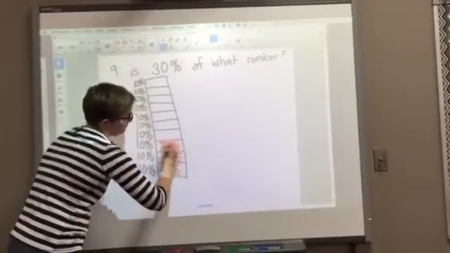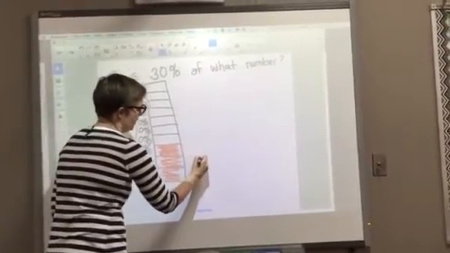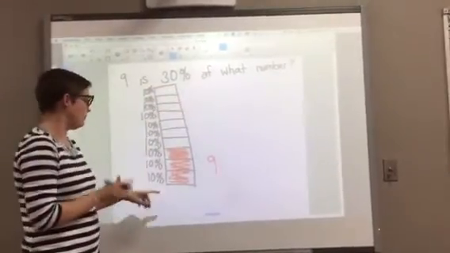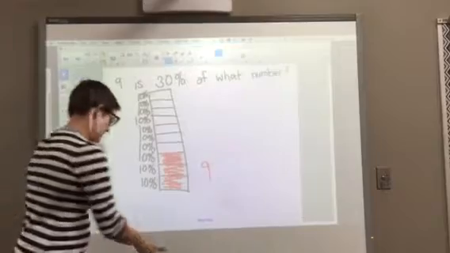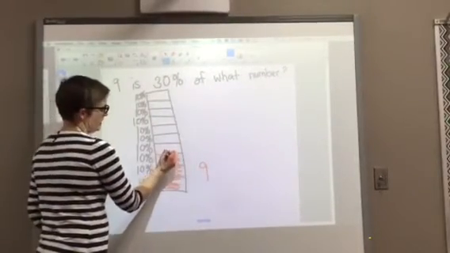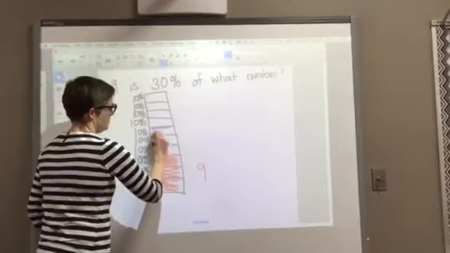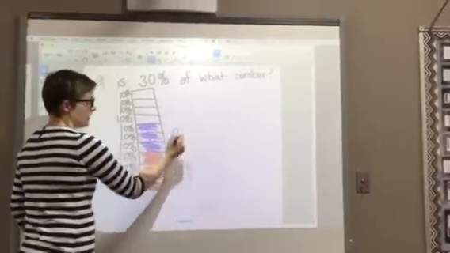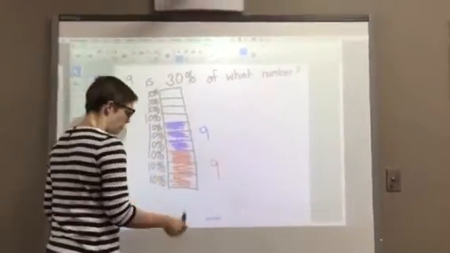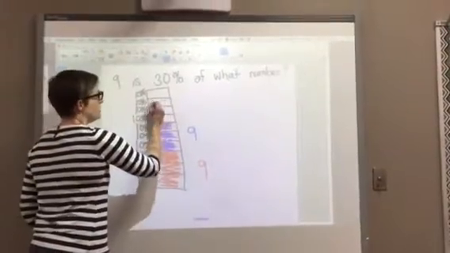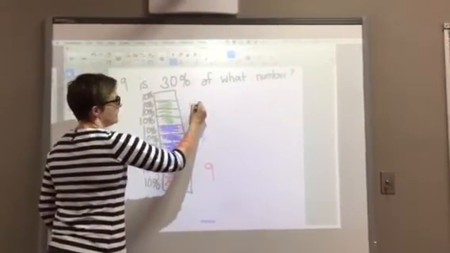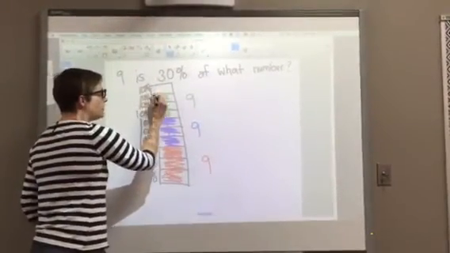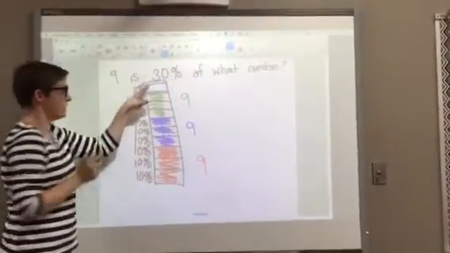I know that 30% is going to equal 9. It tells me that in the information on the problem. 30% equals 9. I can do another 30% here, and this 30% also equals 9. That's always going to be the same in this problem. And then finally, I can do this 30% here. This is going to equal 9. I do, however, have one part left over. I need to figure out how much goes in this square.